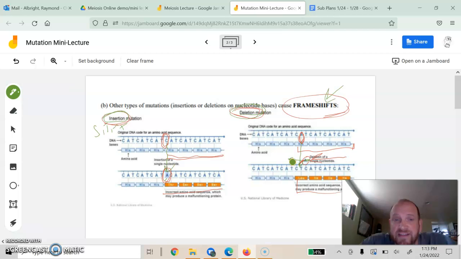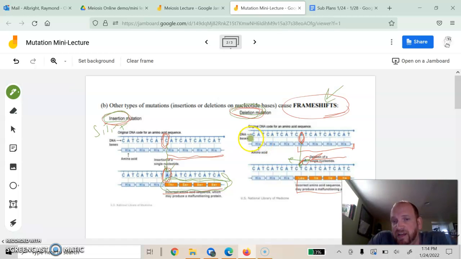What that does, in either of those situations, is change the groups of 3 for everything after the mutation. So you look down here, it's CAT, CAT, CAT, CAT, CAT, CAT, but down here it's CAT, CAT, CAT, ACA, TCA, TCA, TCA. So everything after this extra nucleotide is inserted is now different, which means every amino acid is now different. That causes drastic changes to the structure of the protein, and consequently, drastic changes to the function.